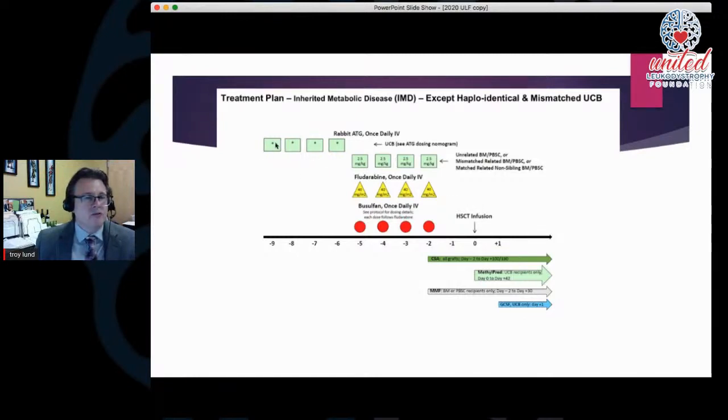Prior to day 0, we use several different drugs. We use anti-thymocyte globulin to wipe out the child's T cells. And then most importantly, we use chemotherapy. We use busulfan and we use fludarabine. And these are examples of when we give it. In this case, both of these are once a day, 5 days prior to transplant, 4, 3, 2. And these are the doses.